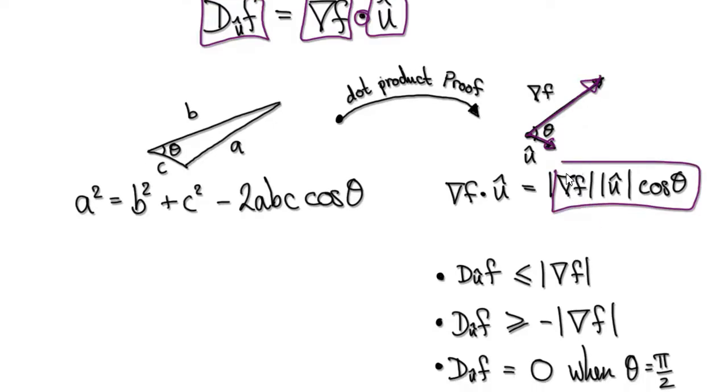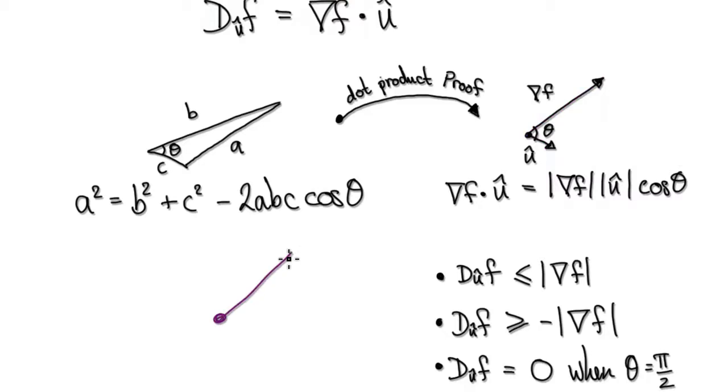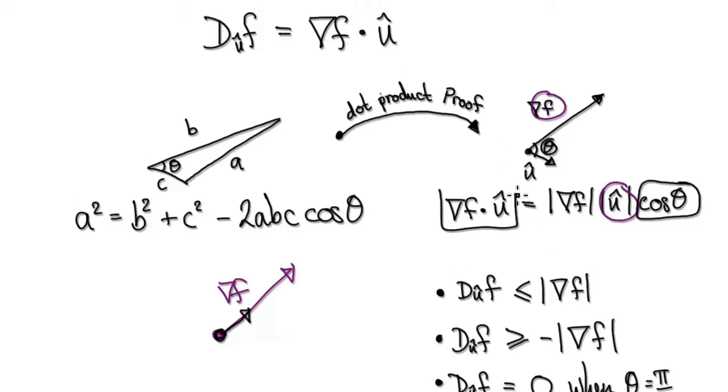So when you have your gradient vector, if the unit vector is going in the same direction, so the angle would be 0, then this thing here will be at its greatest, meaning the directional derivative will be at its greatest.